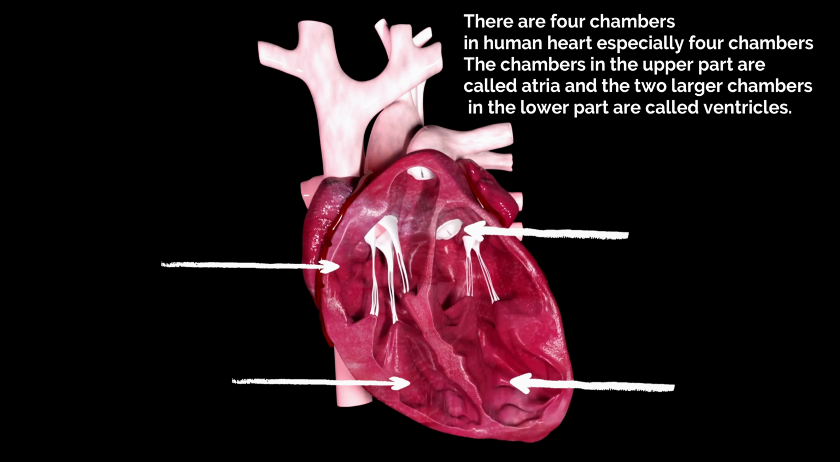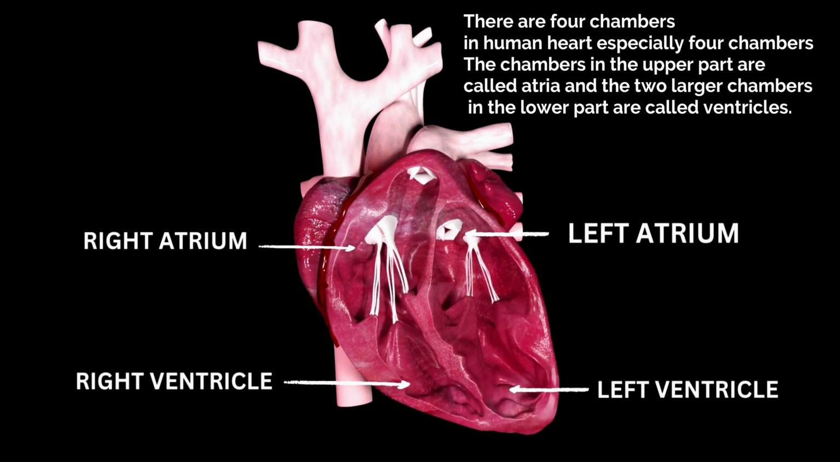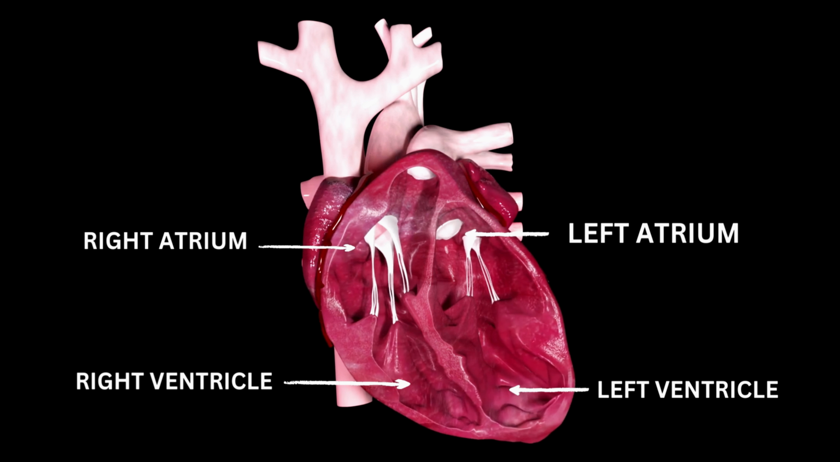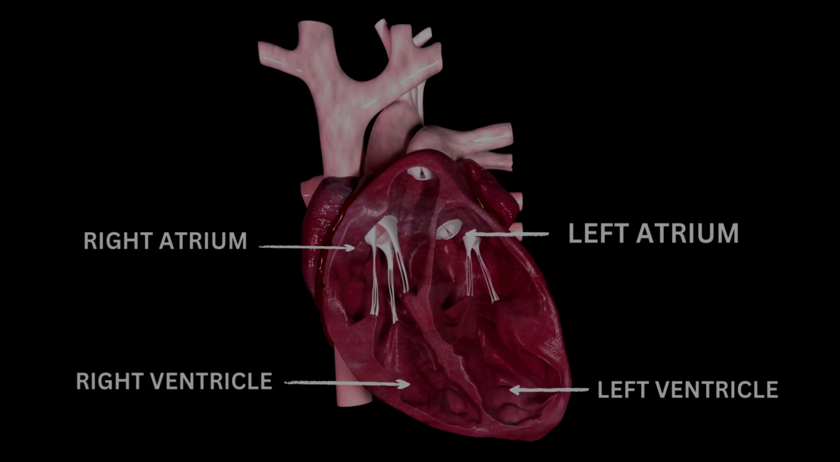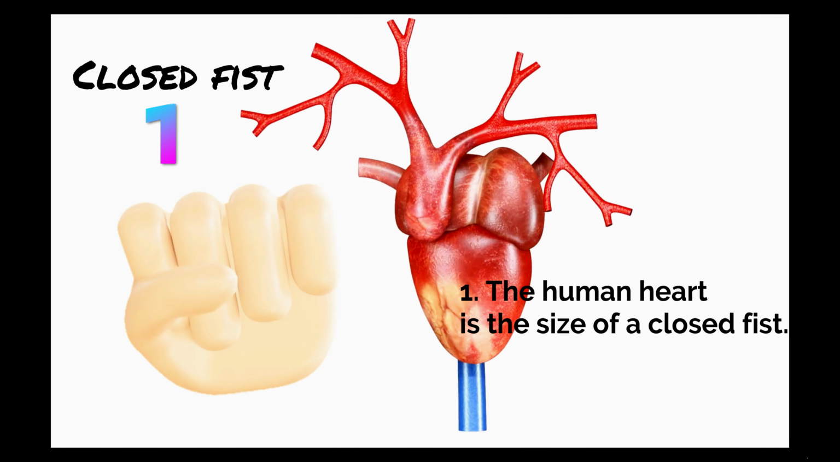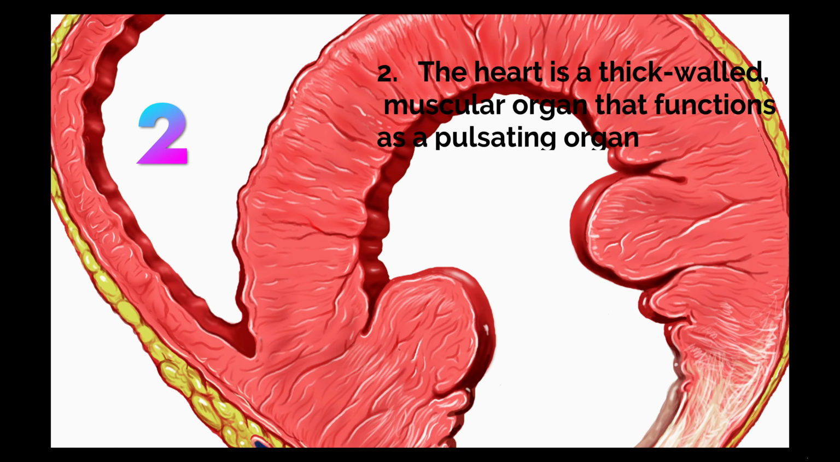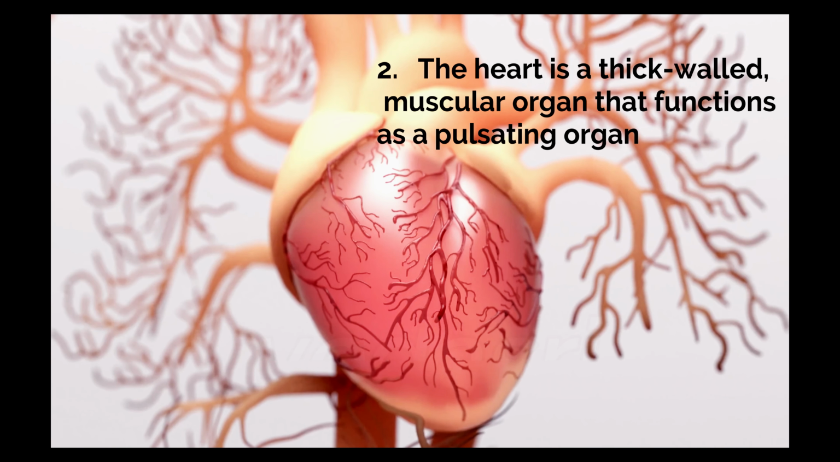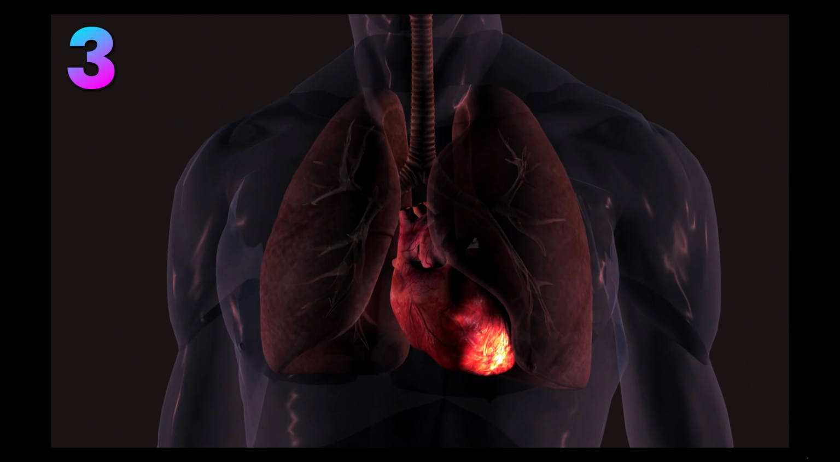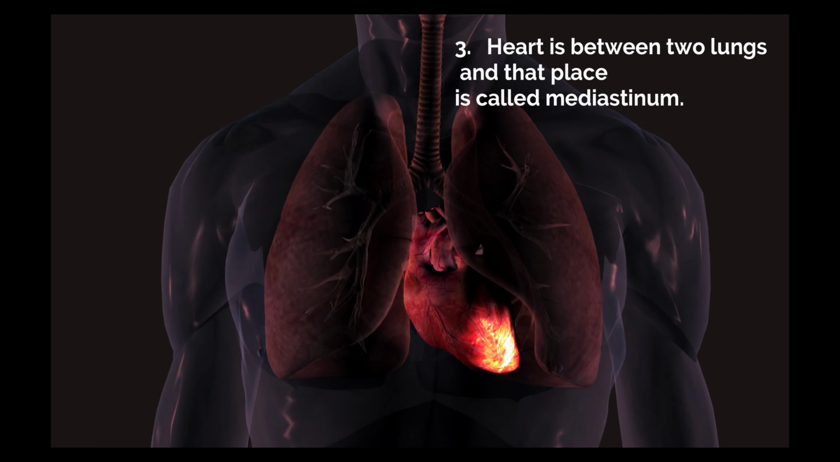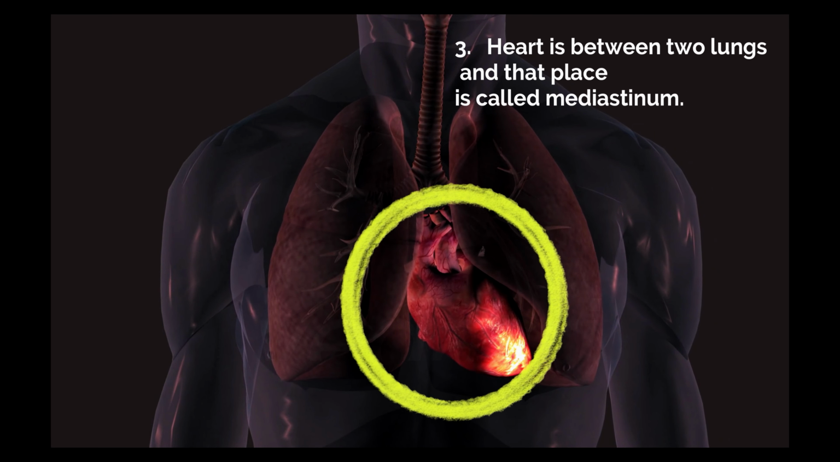There are 4 chambers in the human heart. The chambers in the upper part are called atria and the 2 larger chambers in the lower part are called ventricles. 1. The human heart is the size of a closed fist. 2. The heart is a thick-walled, muscular organ that functions as a pulsating organ. 3. The heart lies between the 2 lungs, and that place is called the mediastinum.